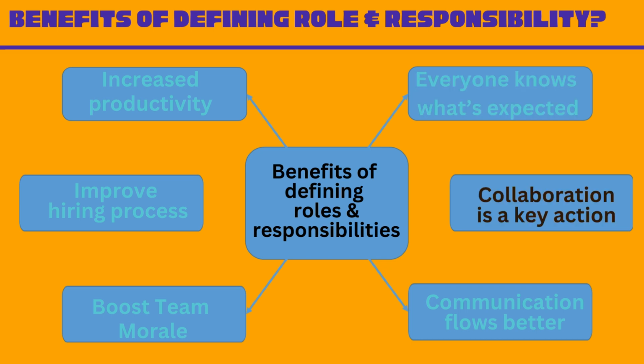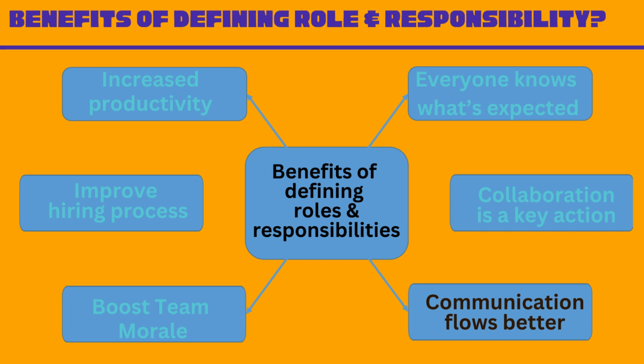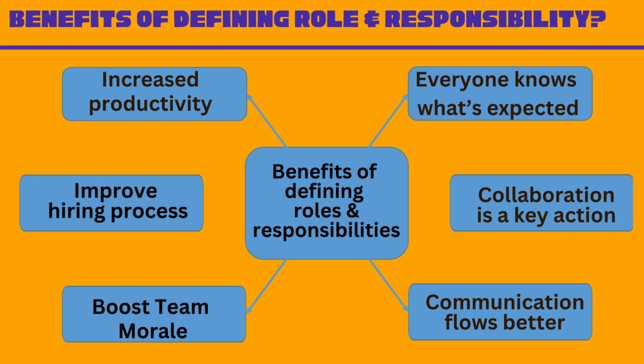5. Collaboration is a key action. When roles are communicated among the entire team, it nurtures mutual respect and people work together more effectively to achieve positive outcomes. 6. Communication flows better. When everyone understands each other's roles and responsibilities, they know who they should go to with specific questions. Team members can go straight to the source when they clearly understand who is responsible for what.